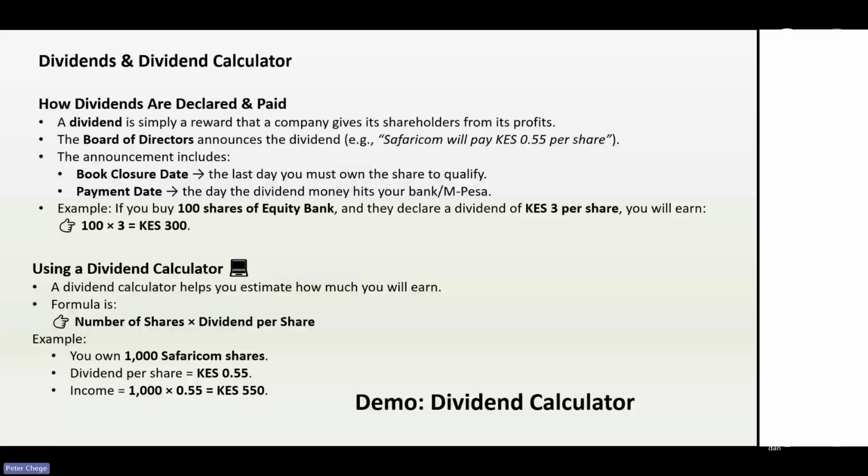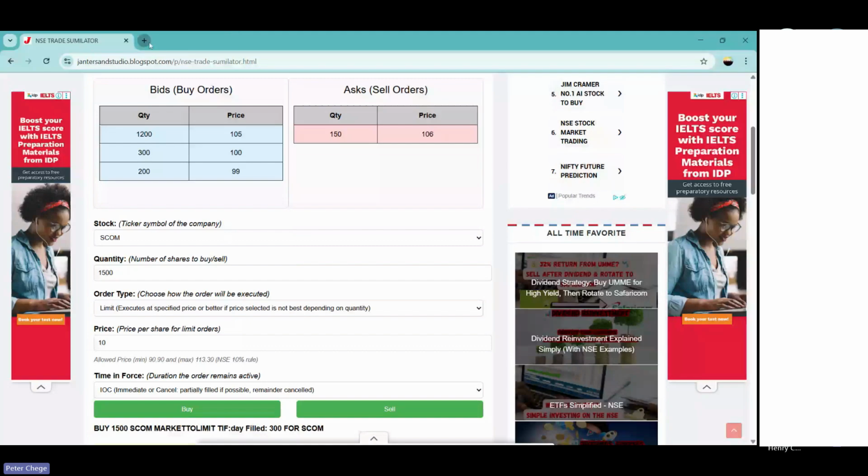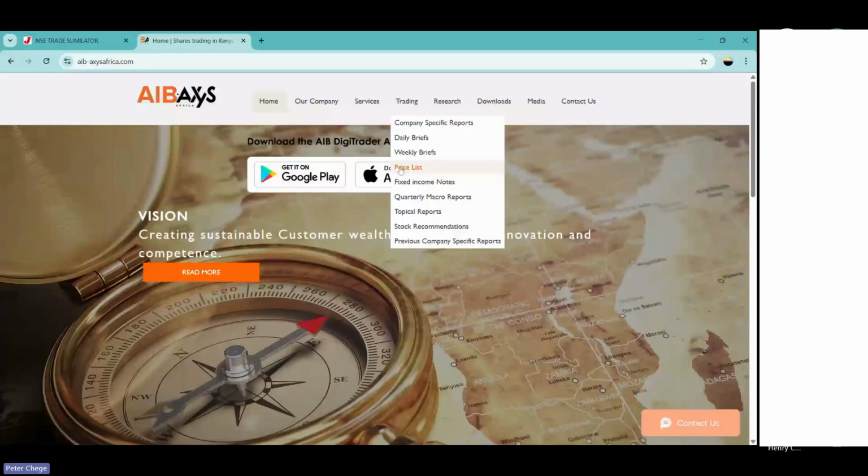So let's go first to the dividend calculator. Then I will show you where you can get information from our website, from the NSE price list. So again, let me start with the NSE price list so that you see how I've extracted that information into this calculator. So let me share that link. Let me share screen. So we'll go to our website, aibaccessafrica.com. Then under research, you go to price list. Research, price list. Then you pick equities price list.